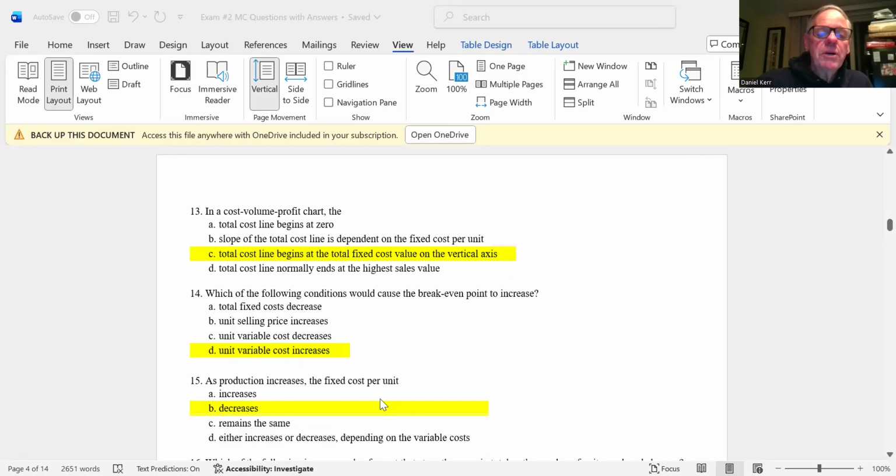15, as production increases, the fixed cost per unit actually decreases as you produce. Because remember, fixed cost remains the same regardless of what volume is. So if you increase the volume, then the fixed cost per unit actually decreases. So the answer is B.